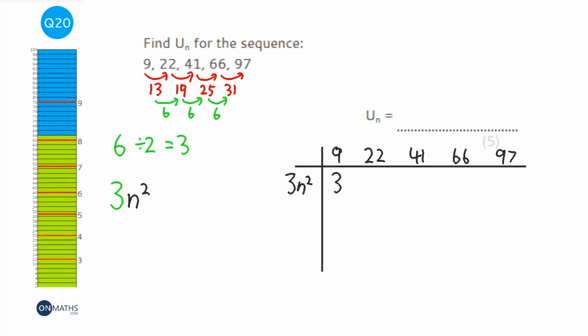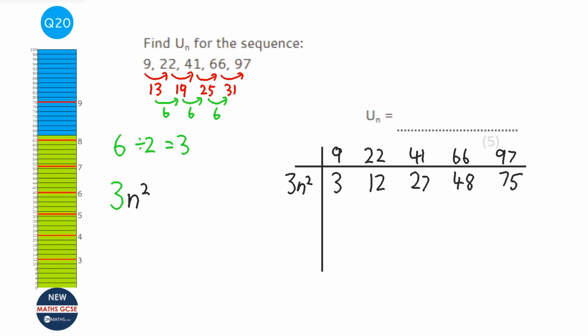So that's going to be 3. 2 squared is 4 times 3 is 12. N is 3 for the third term, so 3 squared is 9 times 3 is 27. N is 4 for the fourth term, so 4 squared, 16, times 3 is going to be 48. And then 5 squared times 3 is going to be 75.